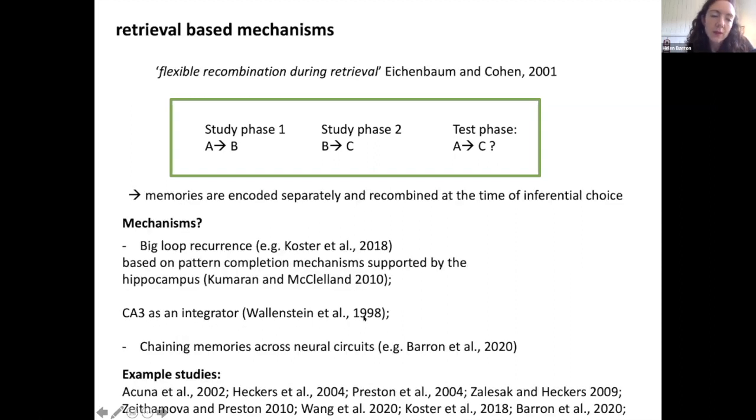As for retrieval mechanisms, there are several that have been proposed. One would be that you rely on the pattern completion mechanisms inherent to the hippocampus, which might allow recurrence within the hippocampus to pattern complete from A to C, even though the subjects never directly experience A and C together. An alternative might be that you're chaining together the learned information across different neural circuits. So you might have A reactivating a representation of B, and that then leading to a representation of C, potentially in another neural circuit. This chaining together of memory is what I have found evidence for in my own data, so I'll give you a little more detail on that.